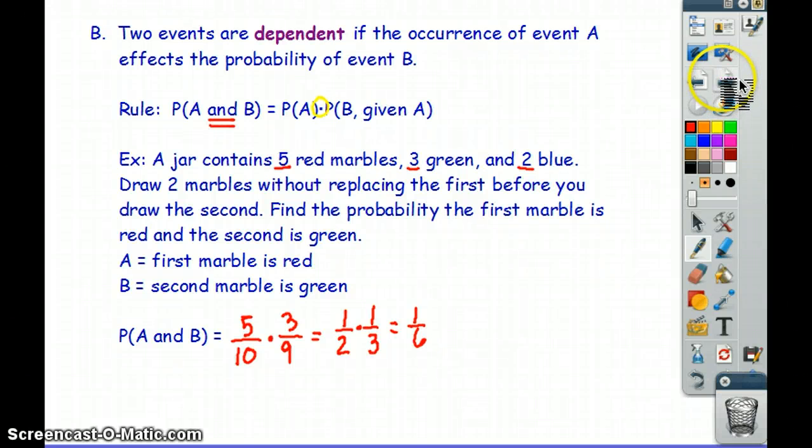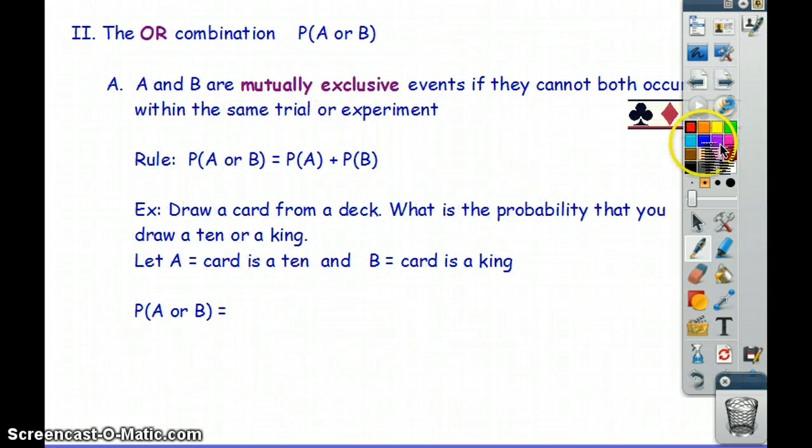Let's look at the "or" case. Okay, "or" implies that we're going to have an addition involved. We're going to look at two situations, one where A and B are what we call mutually exclusive events, and then non-mutually exclusive events will be our second possibility.